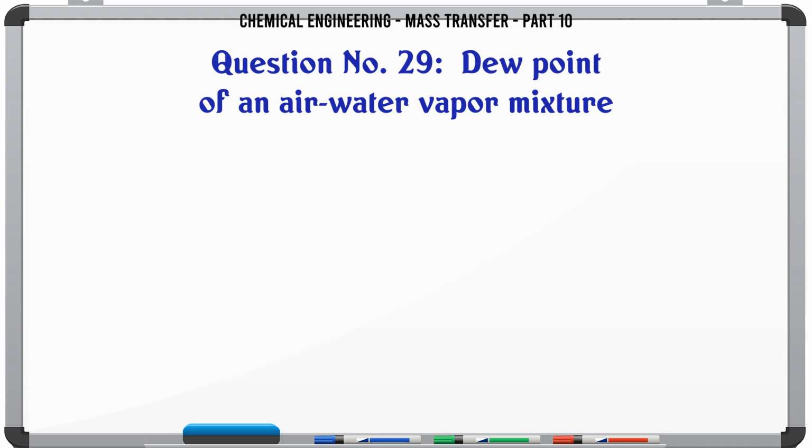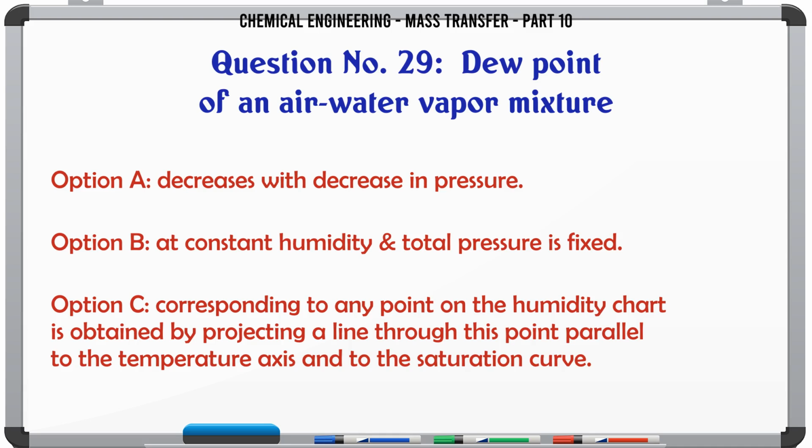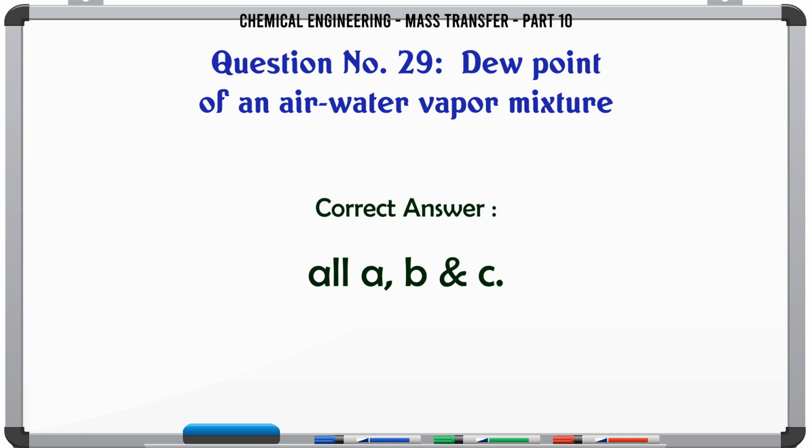Dew point of an air-water vapor mixture. A. Decreases with decrease in pressure. B. At constant humidity total pressure is fixed. C. Corresponding to any point on the humidity chart is obtained by projecting a line through this point parallel to the temperature axis and to the saturation curve. D. All ABC. The correct answer is all ABC.